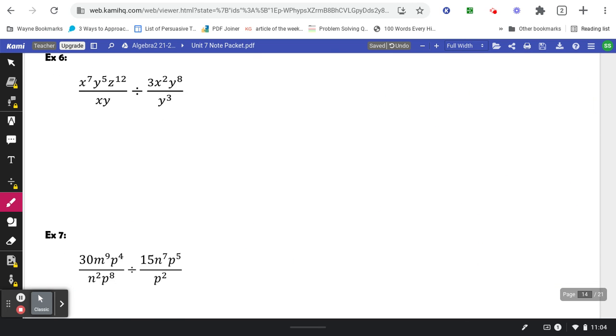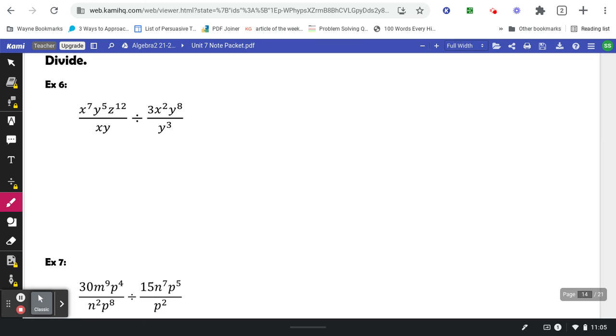For the back side, we have divide. Important thing to do at the beginning when we are going to divide, take the second fraction and flip it. So I'm just going to rewrite everything in the first fraction. I'm going to put some 1s there. And then I'm going to flip it. So the y to the third goes at the top, and 3x squared y to the 8 goes in the denominator. So just flip that second fraction.